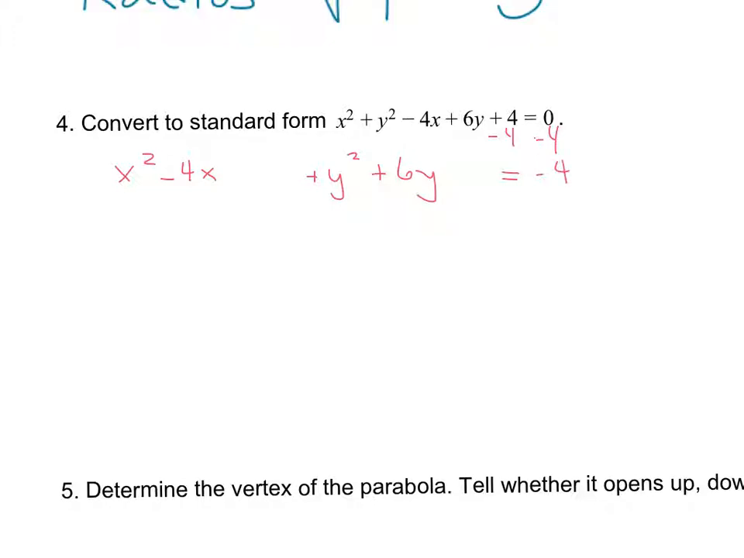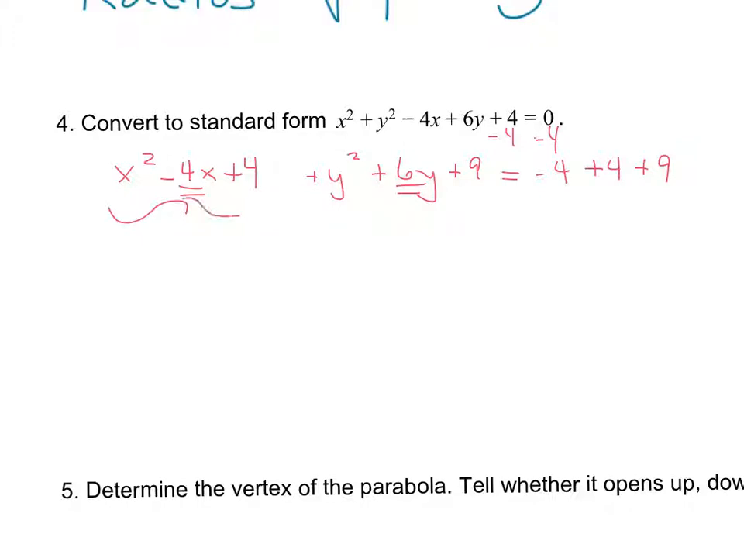So we convert this to standard form, if you recall, by completing the square. So I take half of this number and square it. Half of negative 4 is negative 2. Negative 2 times negative 2 is positive 4. So I will add 4 to both sides. I'll do the same thing with the y. So half of 6 is 3. 3 squared is 9. So I'll add 9 to both sides.